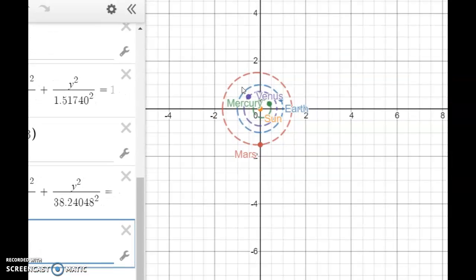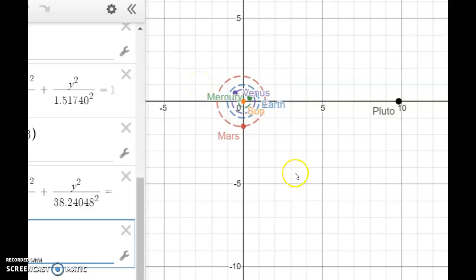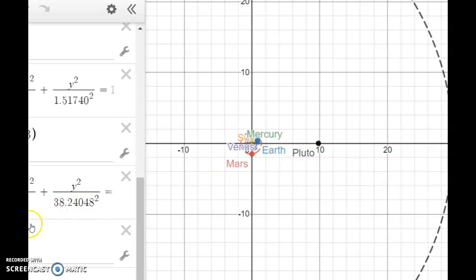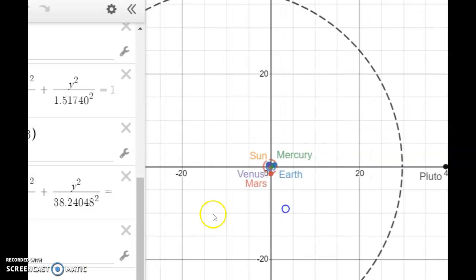I have to zoom out a long way in order to actually figure out where the orbit is. Okay, my Pluto orbit is a little bit off, I think I used the wrong number here. Should be, how much is that? 39.48, maybe. Or maybe it's the other one. Sorry about that. All right, there it is.